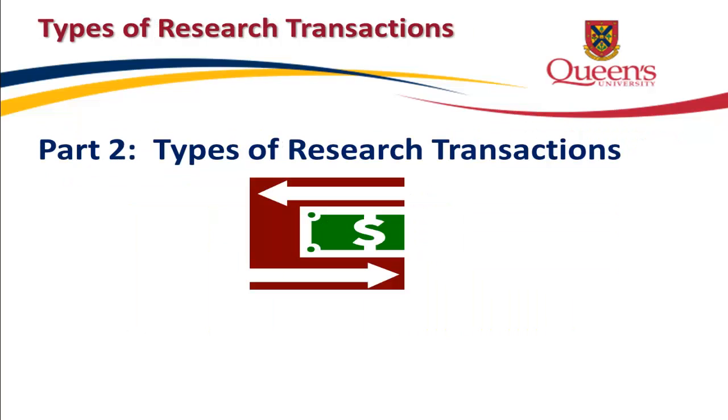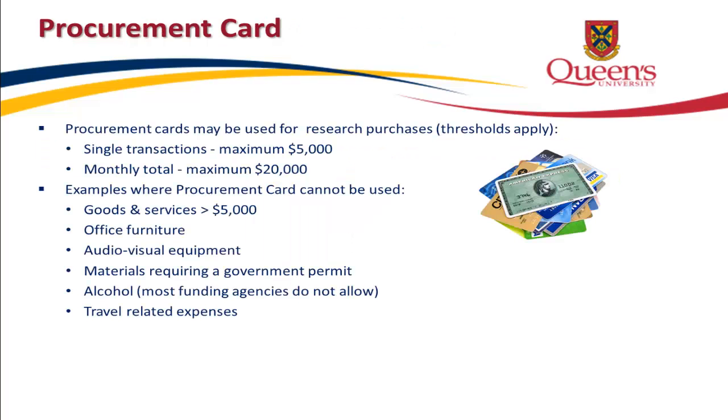The second part of this video tutorial will cover different types of research transactions. The procurement card may be used to pay for research-related expenses. Please note dollar value thresholds do apply. Individual transactions cannot exceed $5,000, and the maximum monthly total per card cannot exceed $20,000.